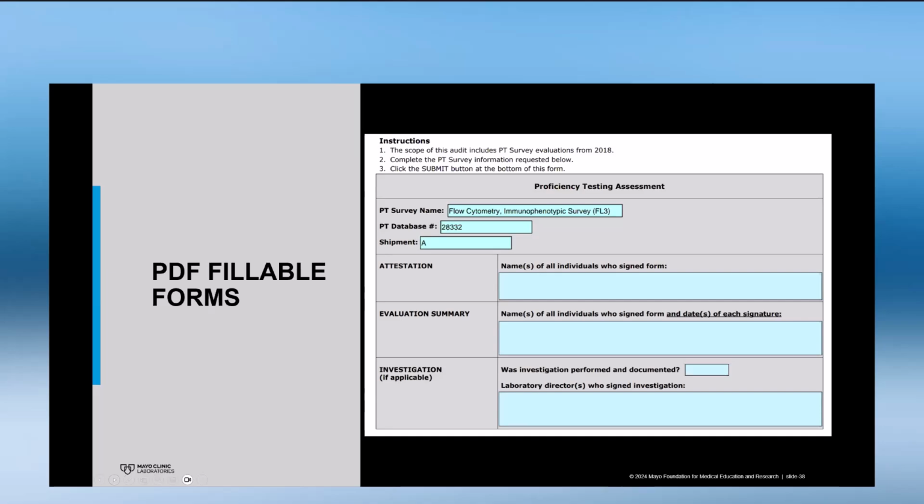This happens to be an example for a proficiency testing assessment. We, the audit coordinators, identified the survey that we were interested in gathering the information from. We indicated that on the form.